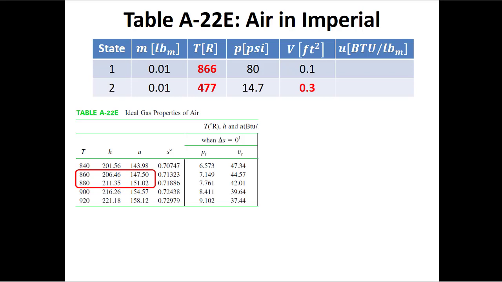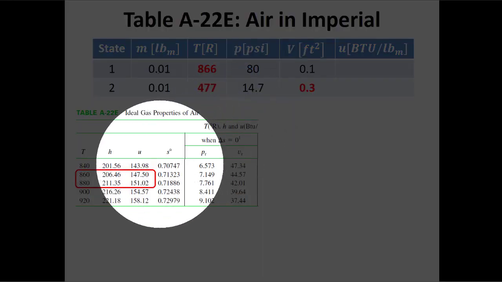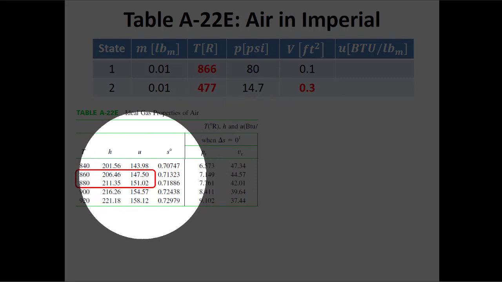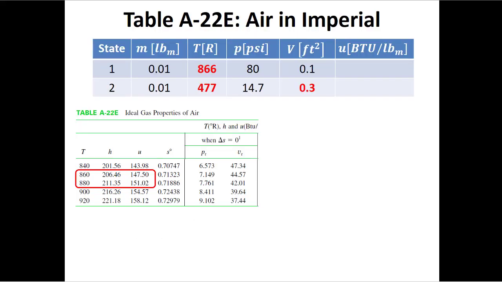The nice thing about using ideal gases is that the only thing that I need is the temperature. Once I know the temperature, I can fix the state on table A22, or I can use CV times delta T. But in this case, we're using variable specific heats. So now I know, because my temperature is between 860 and 880, that my specific internal energy is going to be between 147.5 and 151. So I need to interpolate.